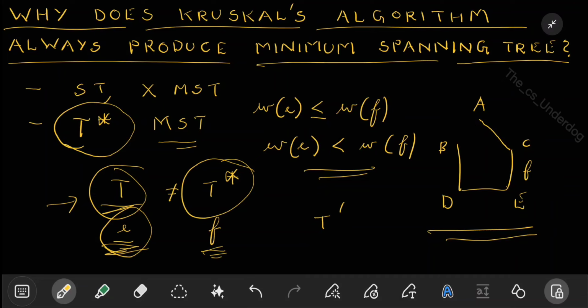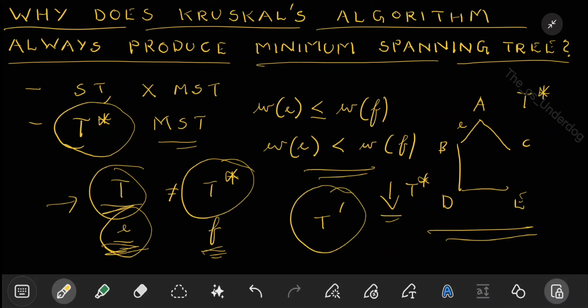And what is our claim? We assume that T star is the true MST of this graph. If this is the case and you replace this edge f in T star with edge E, that is, if I remove f and I put E, then this will give you a new MST having strictly smaller weight than T star, and let me call it T dash.